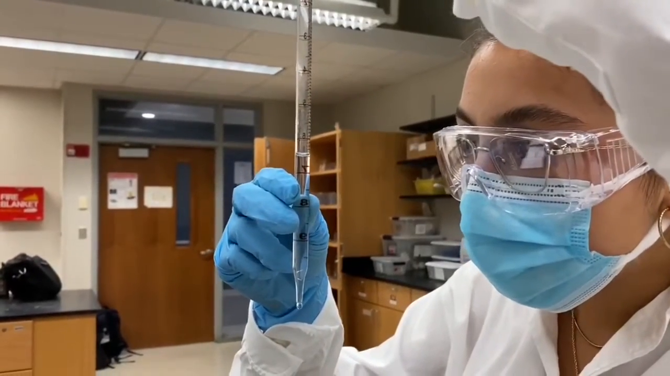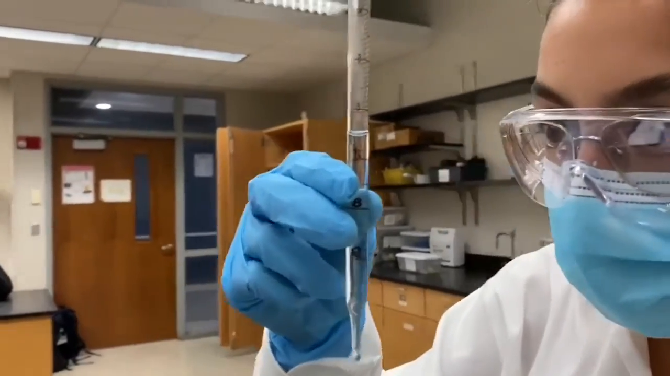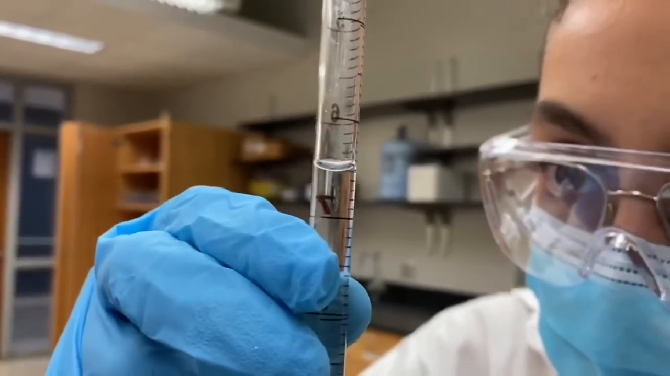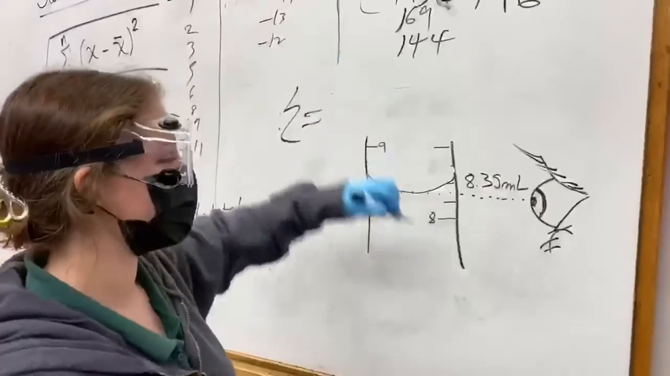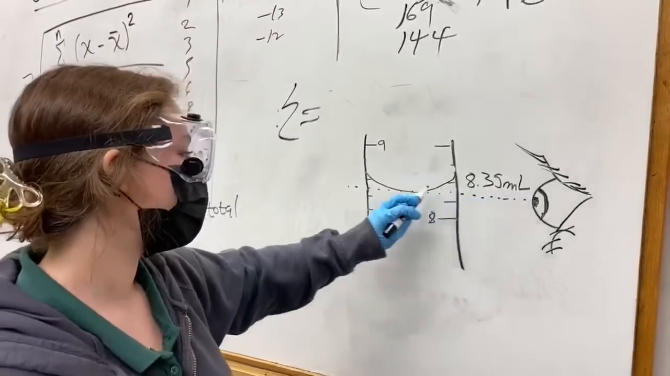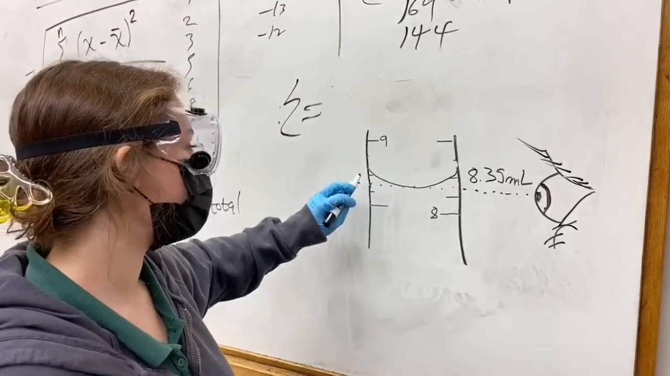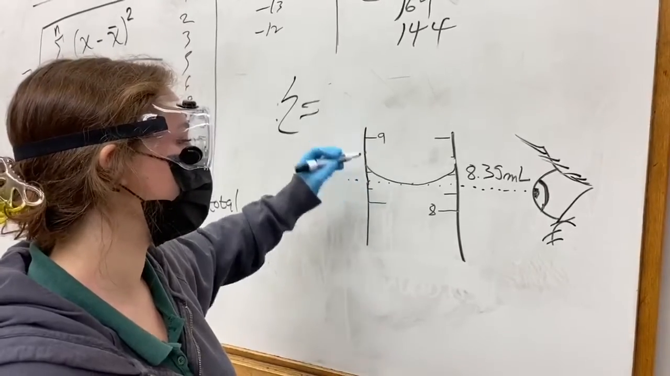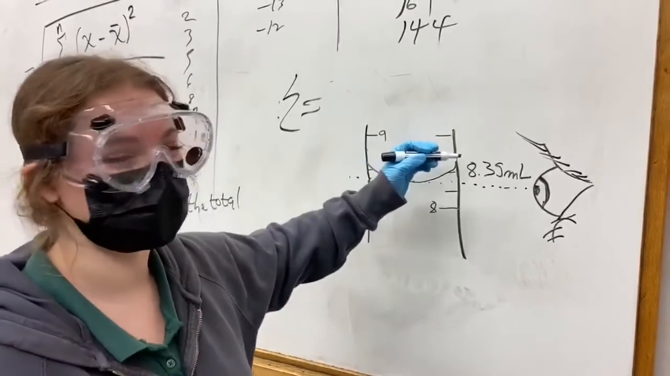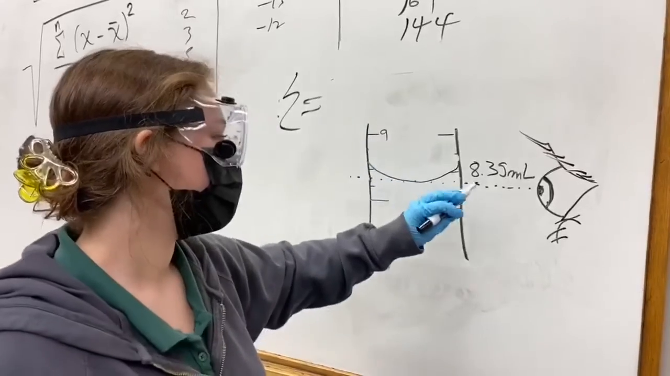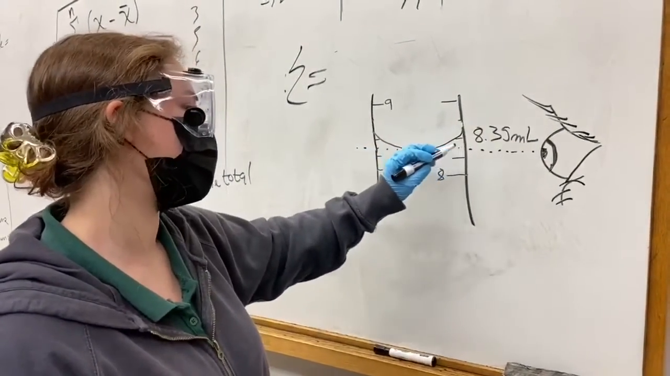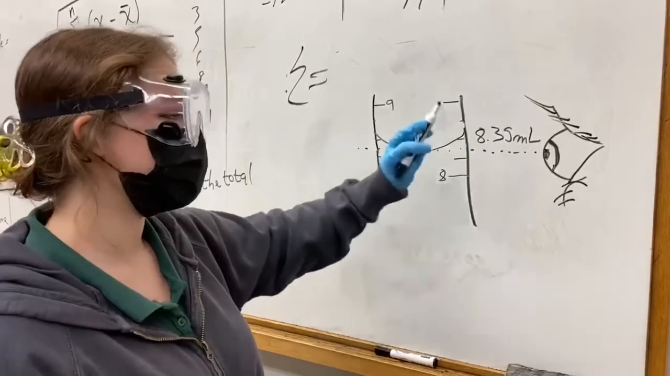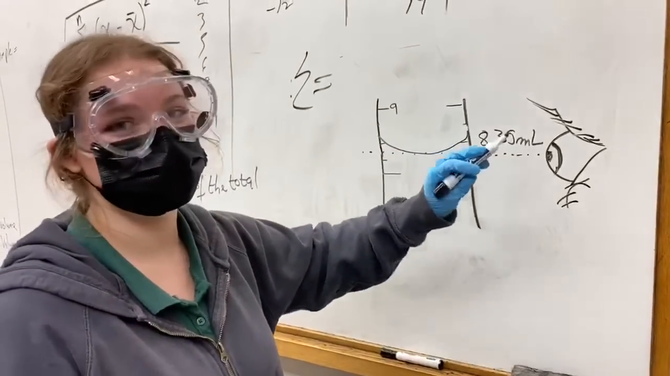So this looks like it is right around 6.51. We can see that this person is looking eye level at the curve of the meniscus. We can see how the water molecules are attracted to the glass molecules, which causes this curve, which is the meniscus. So, in the measurement with something that has a meniscus, you always start your measurement at the bottom of the meniscus. In this case, it's 8.35 milliliters.